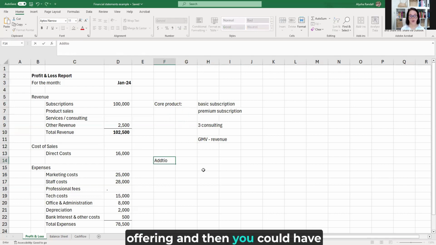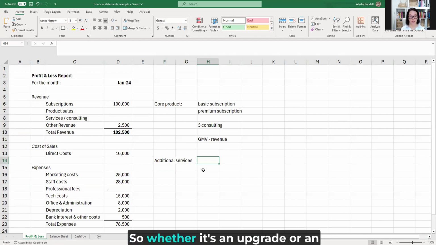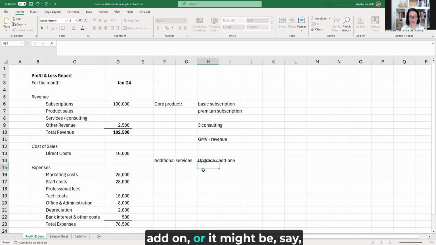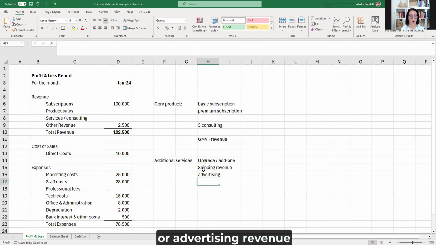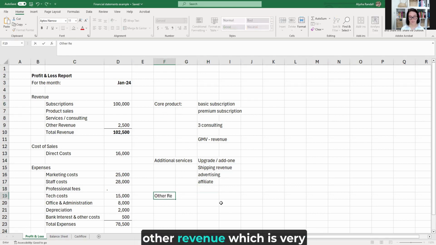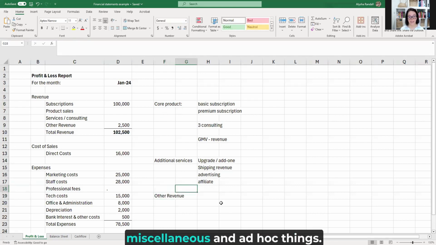And then you could have your additional services. So this is when you're upgrading. So whether it's an upgrade or an add-on, or it might be, say, shipping revenue, for example, or advertising revenue, or affiliate revenue, all these different types of things. And then you would have your other revenue, which is very miscellaneous and ad hoc things.